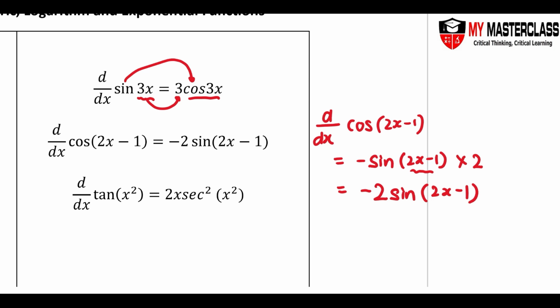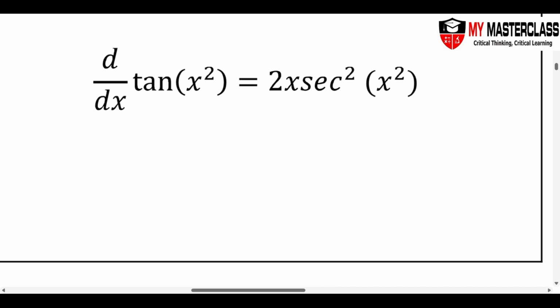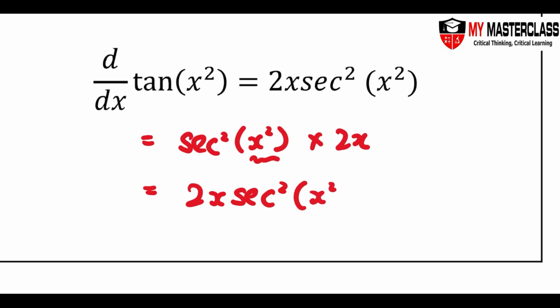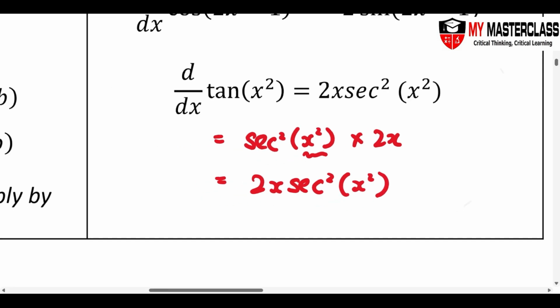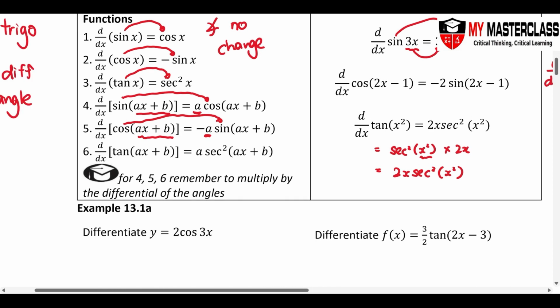What if the angle is a polynomial? Then it's still the same thing. Differentiate tangent equals secant square. The angle does not change. Multiply by, now I differentiate the angle, I get 2x. So if I put everything nicely, 2x secant square x square. So you have to know the differential of the three trigo functions very well first.